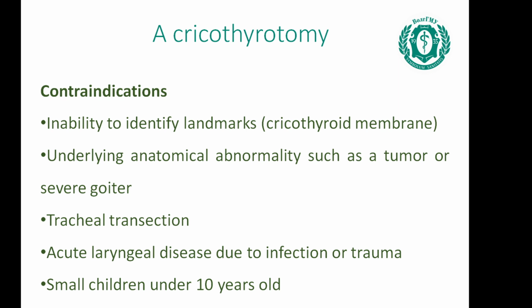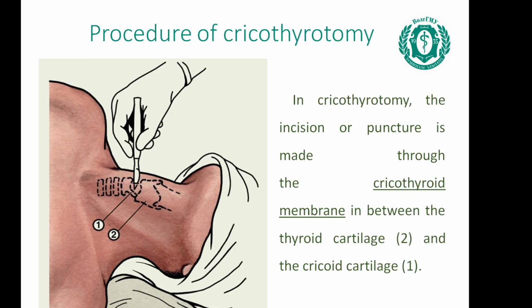Contraindications: inability to identify landmarks, cricothyroid membrane first of all. Second contraindication, underlying anatomical abnormalities such as a tumor or severe goiter. Third one, tracheal transection. Fourth, acute laryngeal disease due to infection or trauma. And the fifth, small children under 10 years old.